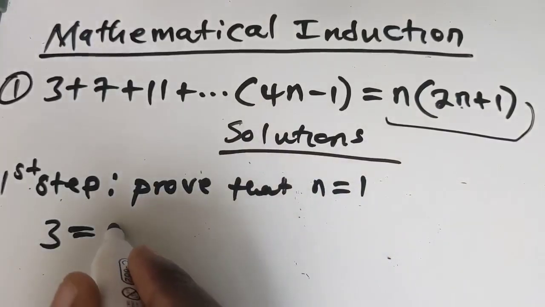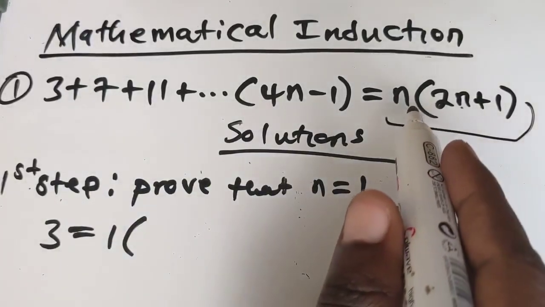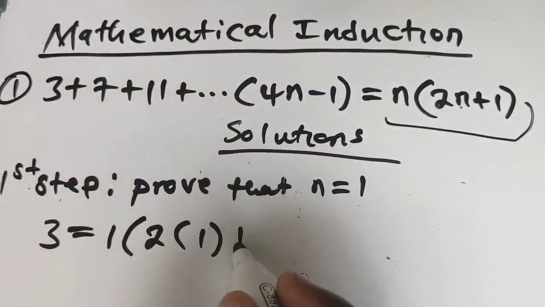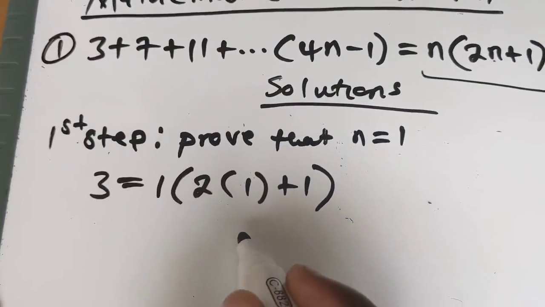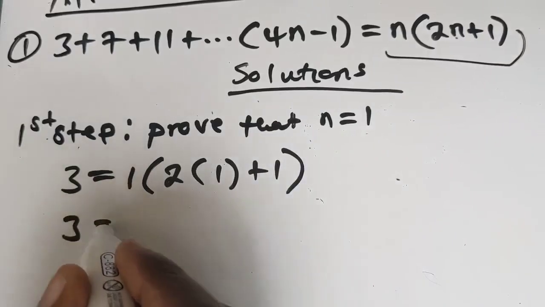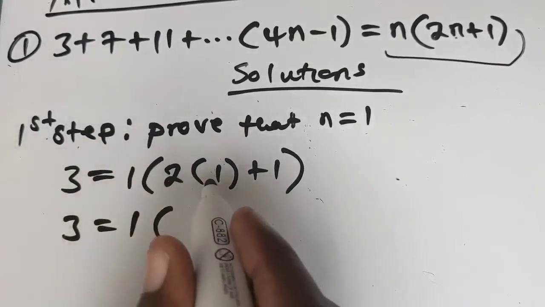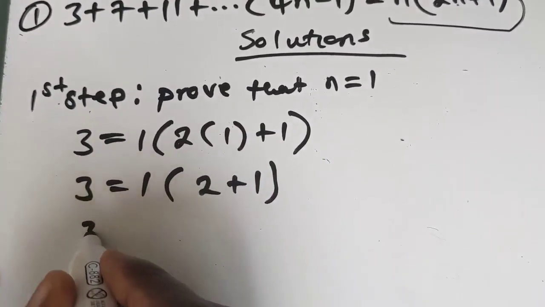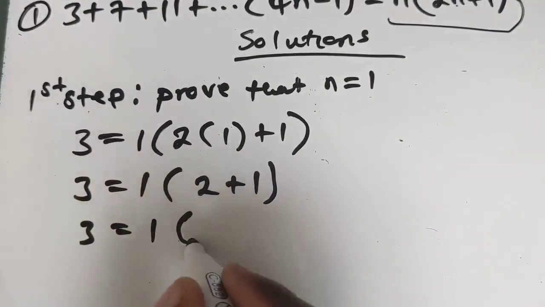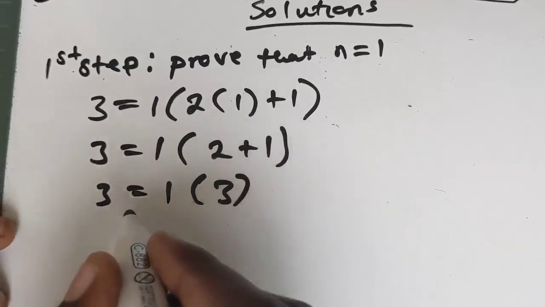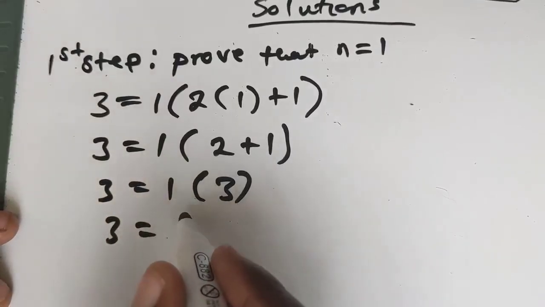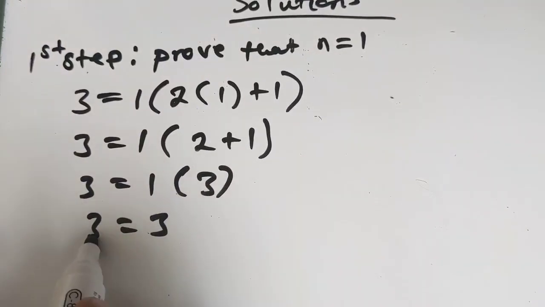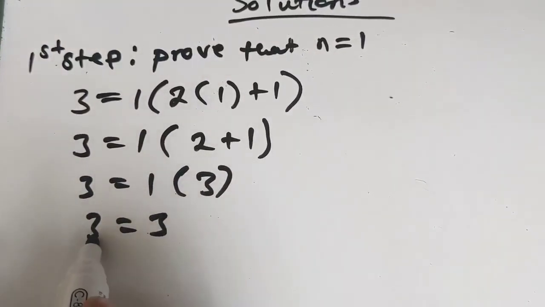So let's try to prove. We say 1, open bracket, we have just put 1 here, then 2 multiplied by 1, plus 1. So that is 3 is equal to 1, open bracket, that is 2 plus 1. That will be 3 is equal to 1 multiplied by 3, that is 3. Like that, so we have proved that the left hand side is equal to the right hand side.